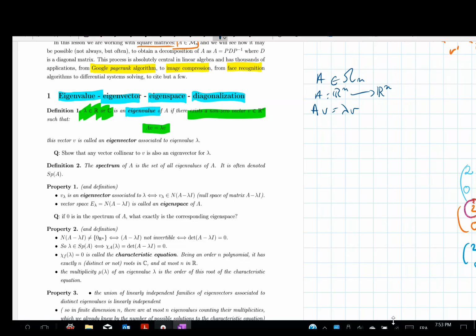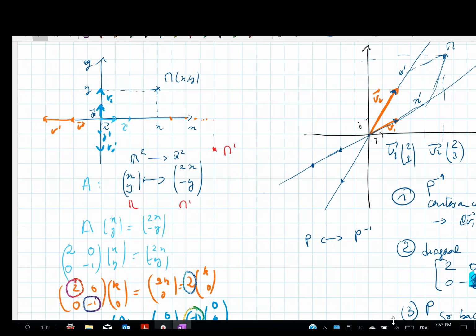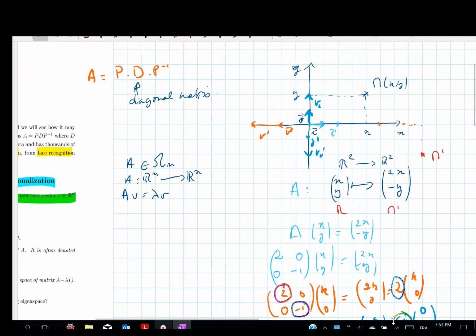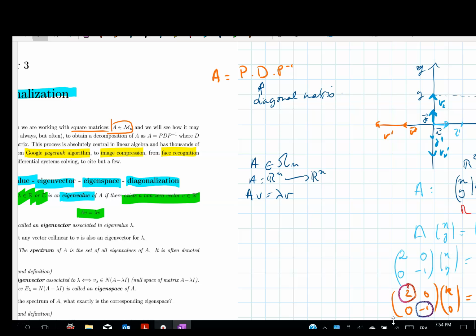So in our previous example, V1 was an eigenvector associated to eigenvalue 2, because V1 was just multiplied by 2 if you applied this transformation. And V2 was also an eigenvector associated to eigenvalue -1, because V2 would be sent to minus itself, to its opposite, if you applied the corresponding matrix. Okay, so eigenvalue, a real or complex value, and eigenvector, the vector that it corresponds to. So you see in the eigendirection, the action of the matrix is just a scaling of the vector.